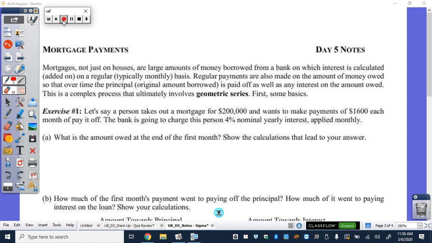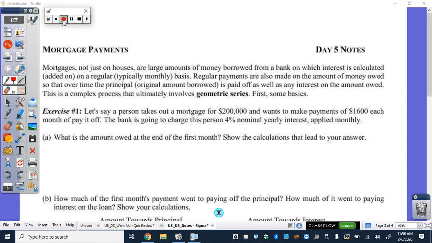So regular payments are also made on the amount of money owed, so that over time the principal, which is the amount of money you initially borrowed, is paid off, as well as any interest owed on the amount owed. This is a complex problem that ultimately involves geometric series. It ends up becoming a series problem, and we're going to walk through this. So let's first start off with making sure you understand what's happening with our mortgage.